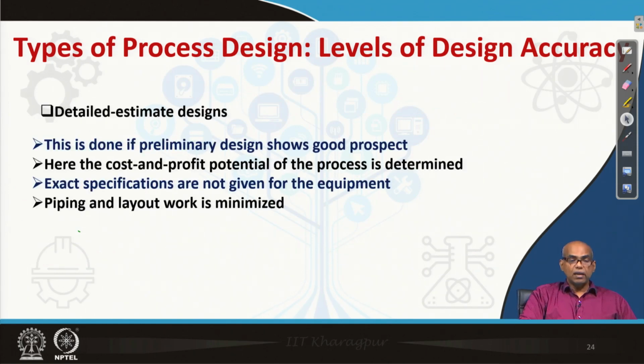Next, detailed estimate designs. This is done if preliminary design shows good prospect. Here the cost and profit potential of the process is determined. Exact specifications are not given for the equipment. Piping and layout work is minimized. So, detailed estimate designs will be undertaken if preliminary design shows good prospect. So, it will have some detail, but it will not have every detail.